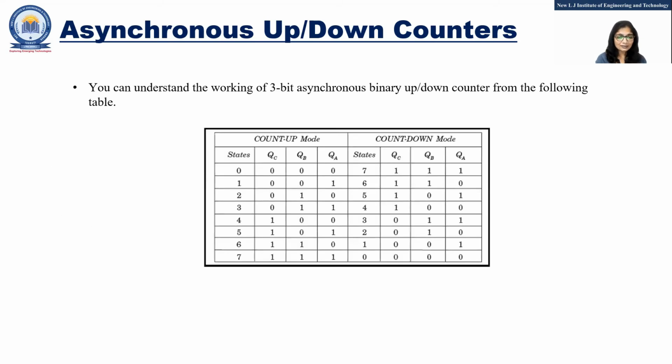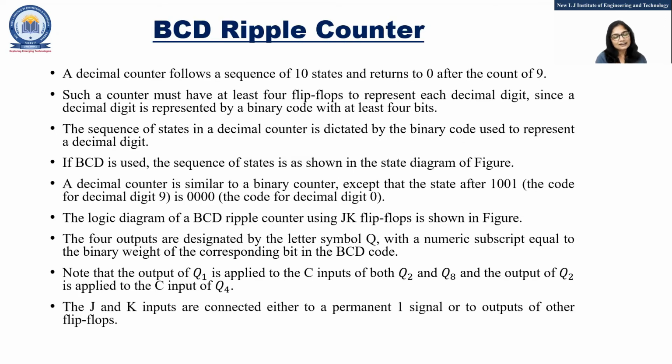Okay. This is the truth table. Whenever, as I told you, this same circuit will work as an up counter and a down counter. The up counter counts from 0, 1 up to 7 and down counting 7, 6 up to 0. So this is the truth table of this. Okay, then we'll see another type, that is the BCD ripple counter. BCD means, you know, binary coded decimal. Okay, valid binary numbers up to 9.